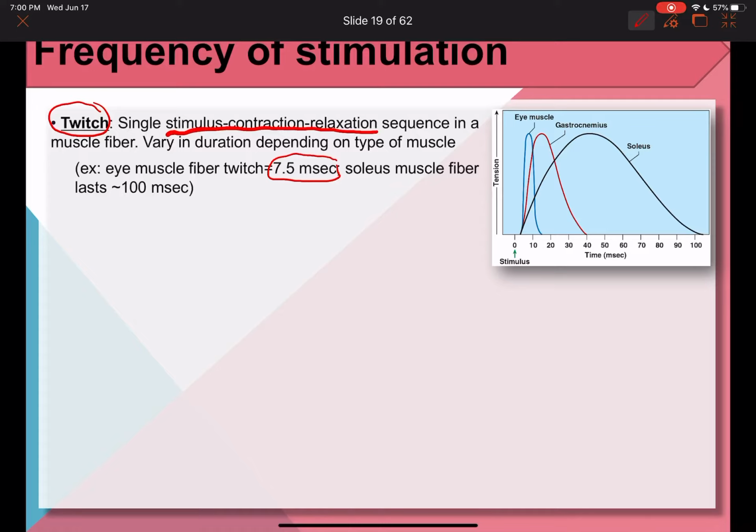Okay, now, in contrast, you have your soleus muscle fiber, which is at the side of your lower leg. In those muscle fibers, one twitch can last almost 100 milliseconds. Even though it sounds like a lot, 100 milliseconds is still pretty fast. We're talking about milliseconds, less than a second, which means just the blink of an eye, even less than that. All that electronic signal, all that cross-bridge formation we're talking about happens just like that, okay?